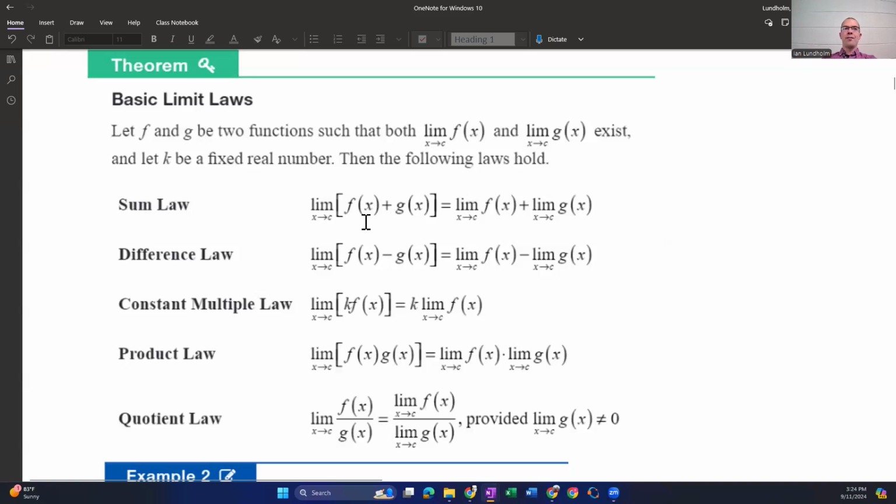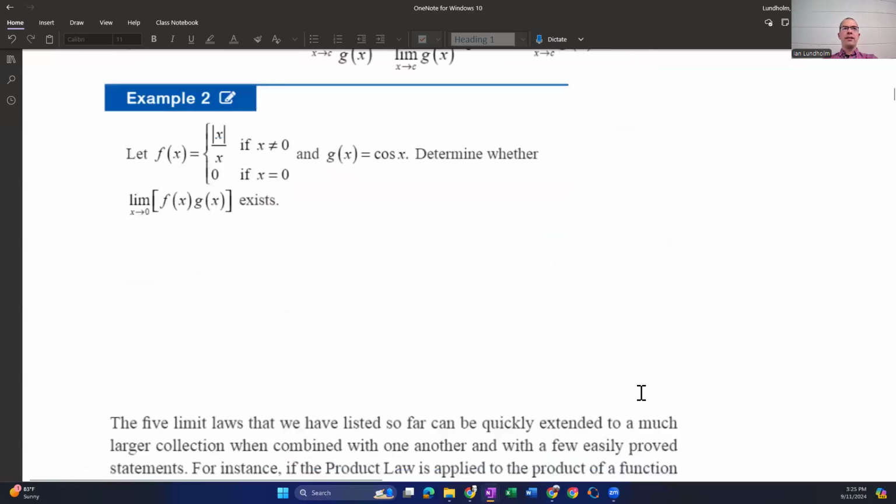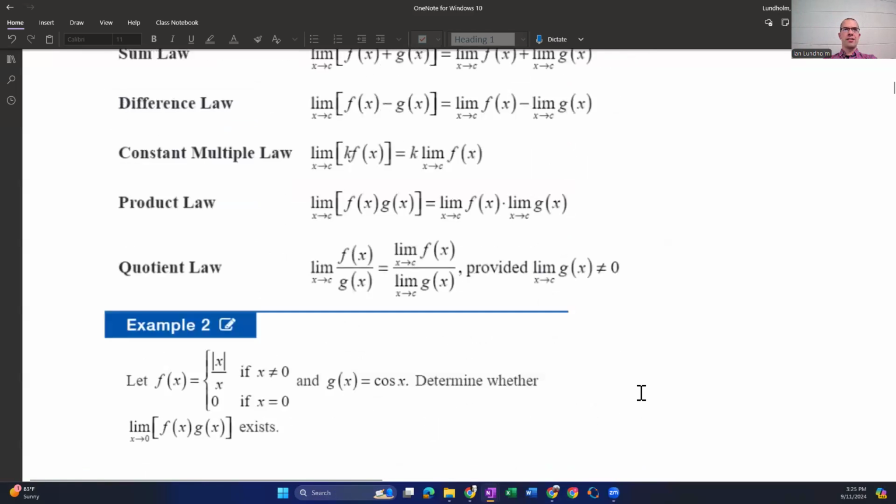Same thing with a minus sign. We've got the difference law. Same thing with some constant multiple times the function. So we can always factor a constant multiple out. Here's the product law where we've got a product between two different functions. And the same thing with the quotient. So these limits play very nicely with functions being pushed together in different ways with different operations. So we can dissect things and make them simpler. Let's go ahead and try to use some of these limit laws on example 2.